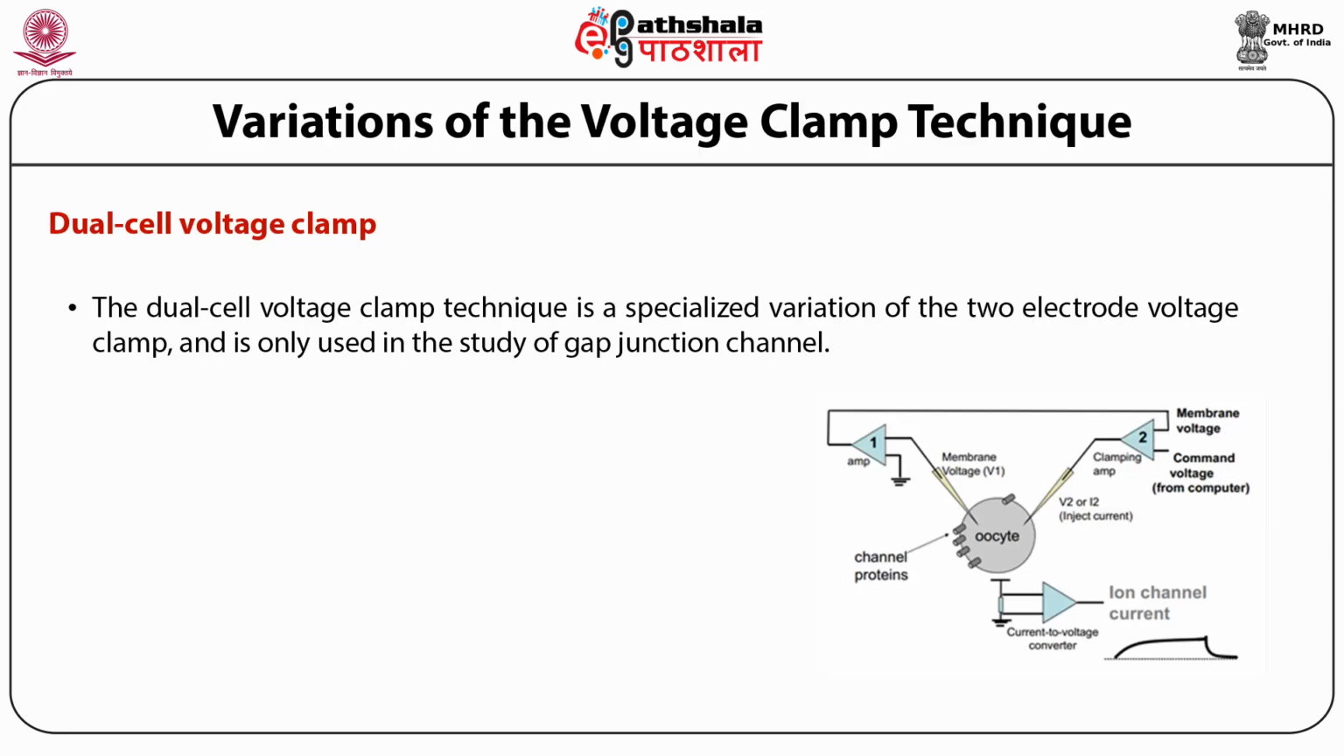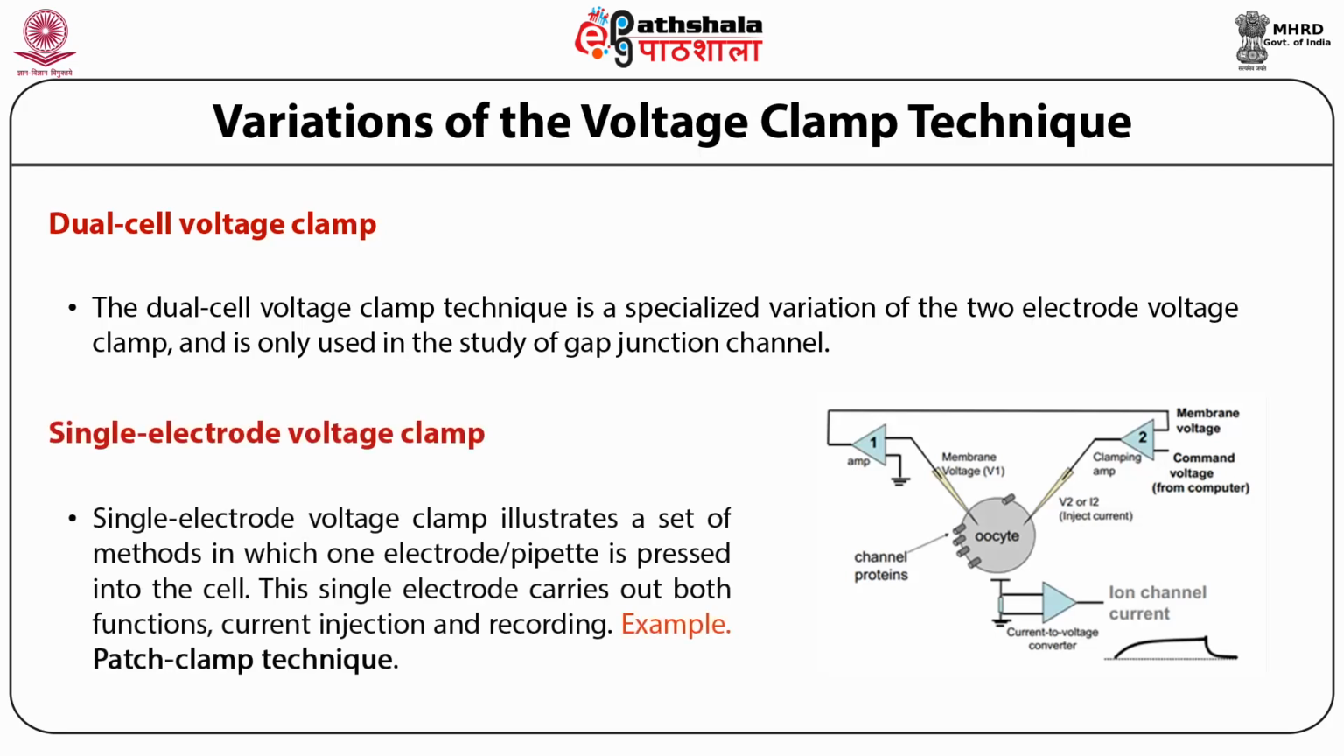Next is single electrode voltage clamp. Single electrode voltage clamp illustrates a set of methods in which one electrode or pipette is pressed onto the cell. This single electrode carries out both functions, current injection and recording. For example, the patch clamp technique.